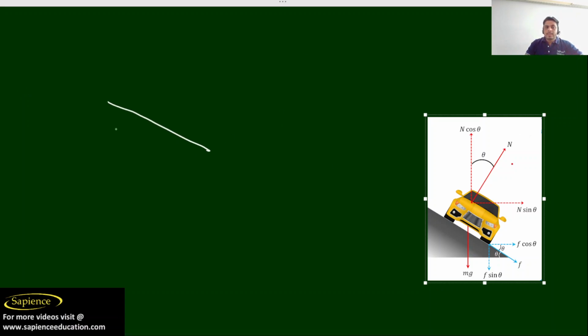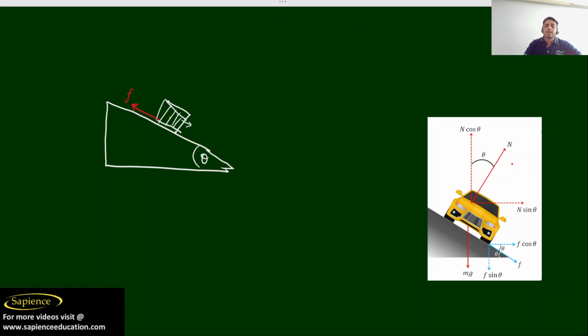What happens? This is the banking, and this is a car. If velocity is very less, what will happen? The car will try to slide down due to its angle of inclination. If it tries to slide down, the friction force will act upward. So this is the tendency, and all things will remain the same.